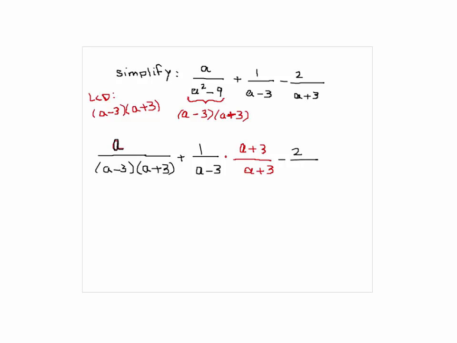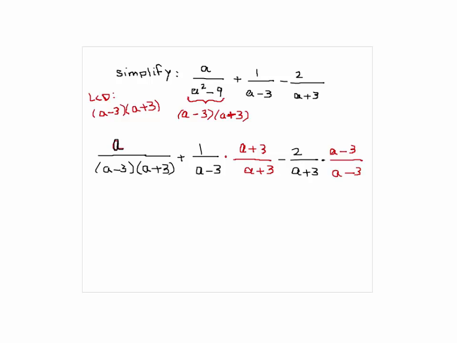Okay, and the last one, what do we multiply the last fraction with? A minus 3. Very good. So we multiply the last one by A minus 3 over A minus 3. So we do that every time you want to add or subtract fractions.